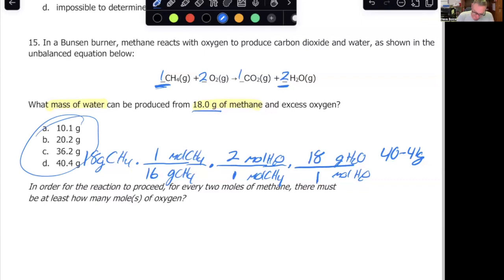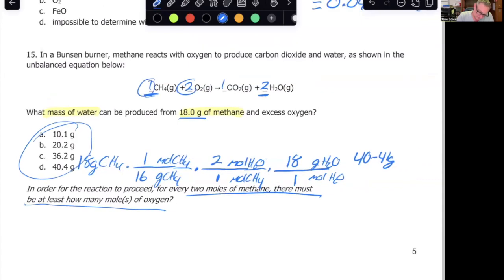In order for the reaction to succeed, for every 2 moles of methane, there must be at least how many moles of oxygen? You are going to see questions like this. So for every 2 moles of methane, there must be how many moles of oxygen? So this is a 1 to 2 ratio. So therefore, for every 2 moles of this, I'm going to need 4 moles of O2. So that's my answer.